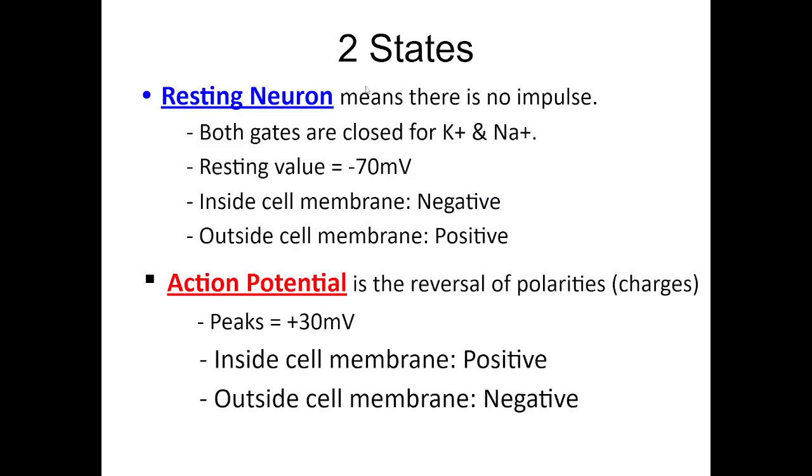There are two states of the neuron. Resting neuron means there is no impulse, where both gates are closed, resting value of -70. Inside the cell membrane is negative and outside the cell membrane is positive. An action potential is a reversal of polarities, where it peaks at +30 and the inside of the membrane is switched to positive and the outside is switched to negative.